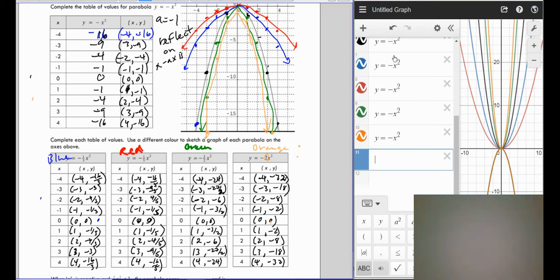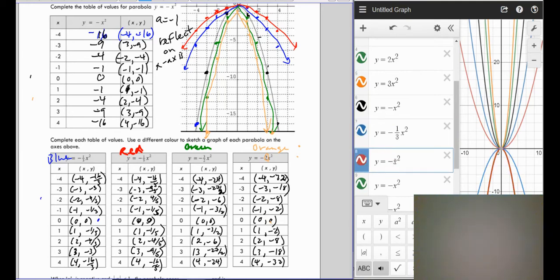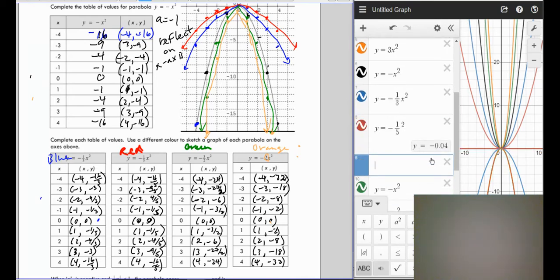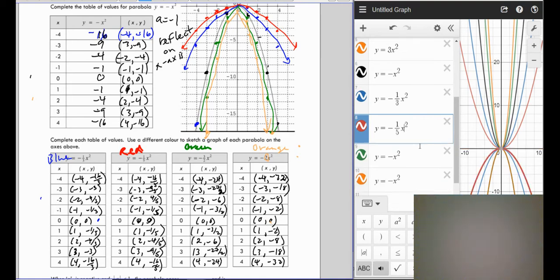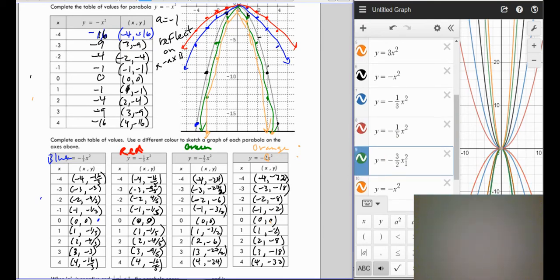Okay, so what was the blue? All we have to do is change the A value in front. 1/3. There it is. Now it popped in. The blue one's a little bit wider. 1/5. Okay. Oh, now the X is missing. So X, good. So the red is wider. Good, neat. Okay, now we put 3/2, and we get a more narrow green line.